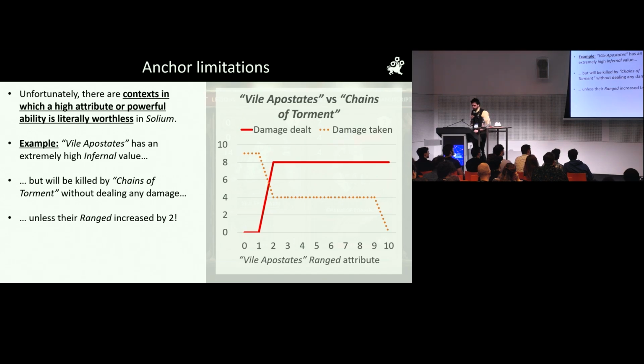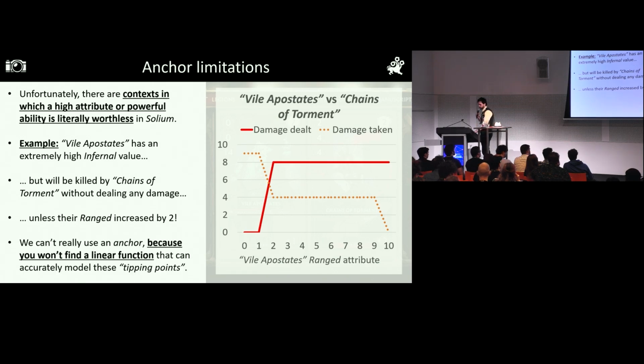The graph looks something like this. So here we have the Vile Apostate's ranged attribute. We have the amount of damage dealt and taken. And we can see that there's this kind of tipping point, right? It suddenly switches from one to the other. And the idea with creating a power heuristic, as a linear combination, we're using a value anchor and we're calculating everything into this common currency. That's a linear function, right? And this is not a linear function. We're not going to find a linear function that describes this. Damn.